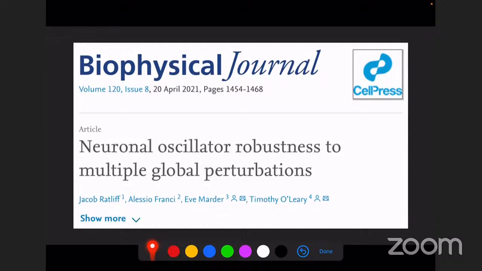And I will try to connect the relevance of these results for neuromorphic engineering, because the discussion we had this week results in the same kind of unavoidable perturbations that happen in an actual neuronal system, like temperature variation or pH variation, also affecting neuromorphic circuits, for instance, due to transistor mismatch.